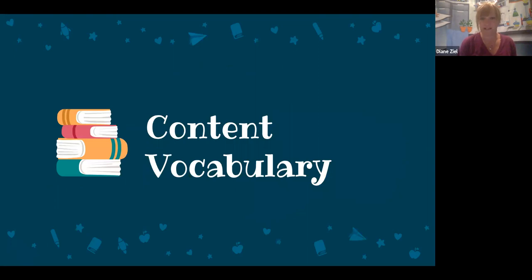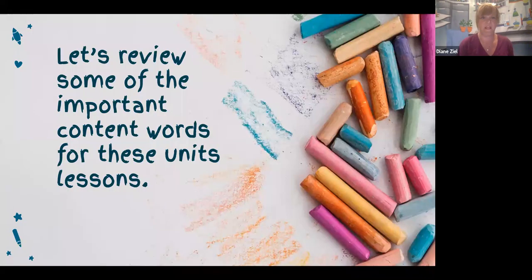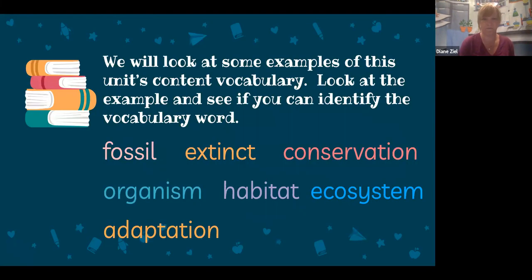Today, we will review the content vocabulary that you have learned through the last 3 units in your science lessons for grade 3. Let's review some of the important content words for these units' lessons. From Unit 3, we will look at some examples of the unit's content vocabulary. Let's look at examples and see if you can identify the vocabulary word. We will review the words fossil and extinct, conservation and organism, habitat and ecosystem, and adaptation. I have no doubt that you remember these words very well.